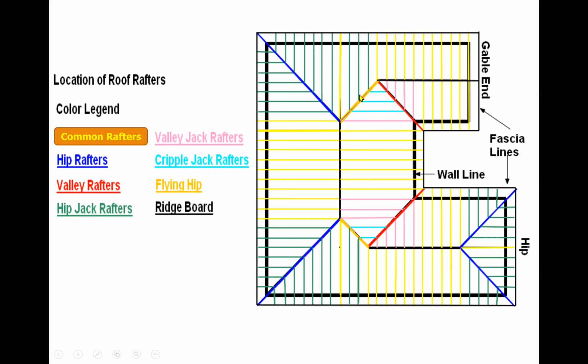So we have cripple jack up here too, because it's going from blind hip to valley, right? But this one is not a cripple jack rafter. It's a valley jack rafter, because it's going from the ridge board down to the valley rafter. So it's a valley jack rafter. Okay, good. And basically, I think I would have covered all the different roofing members.